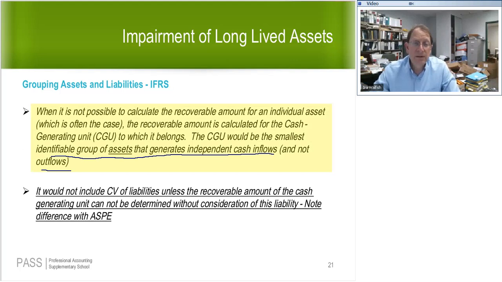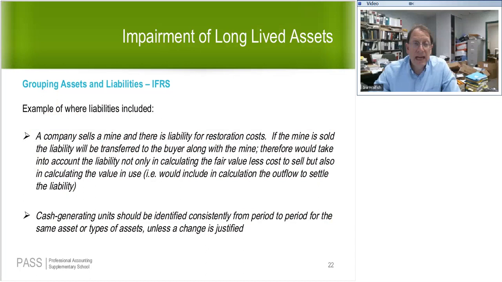And the other little difference from ASPE: it does not include the carrying value of liabilities, whereas ASPE does. Unless, watch the exception, unless you can't do a determination without the consideration of the liability. For example, if a company is selling a mine and there's a liability for restoration costs, once the mine is sold, the liability gets transferred with it, that would be included. Okay, fine.